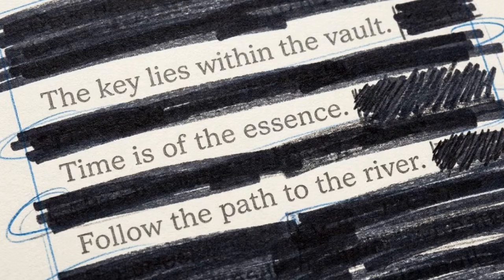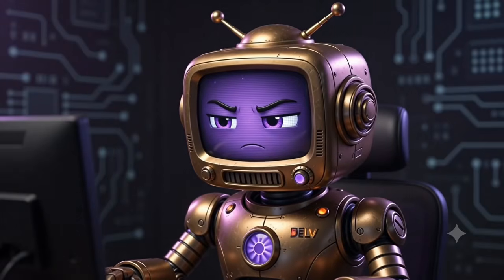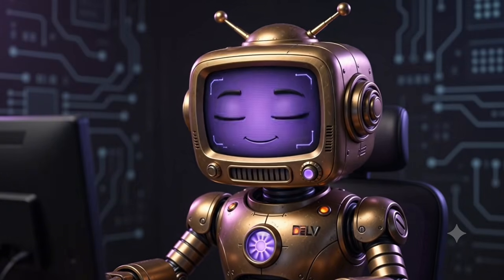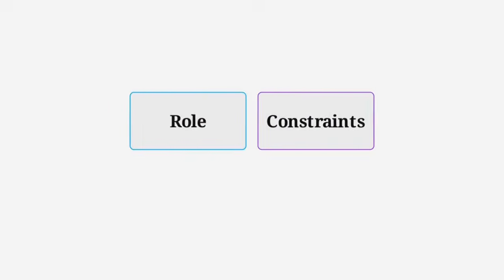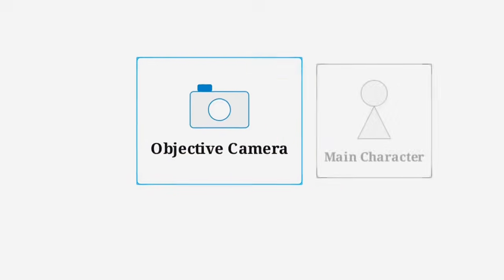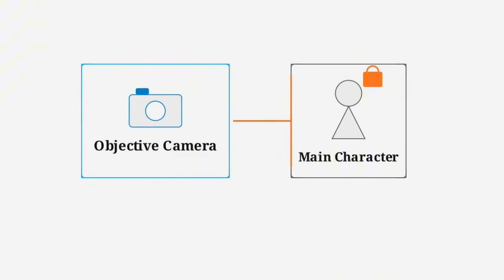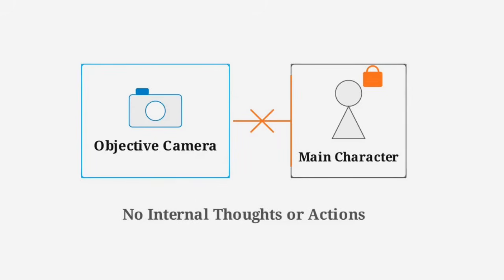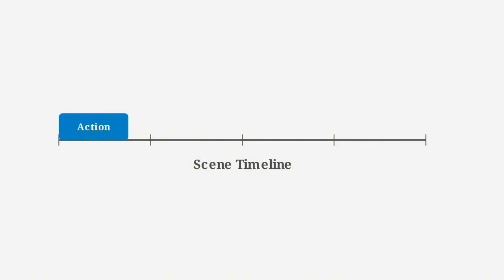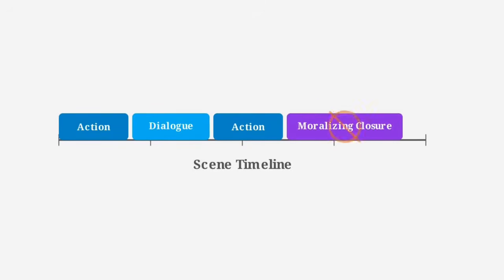Step 3 is setting boundaries, using what we call the prime directive. This rule tells the AI it is strictly an objective camera. It cannot decide the internal thoughts or physical actions of your main character. This also stops the machine from summarizing the scene with a moral lesson or philosophical platitude right before the break.